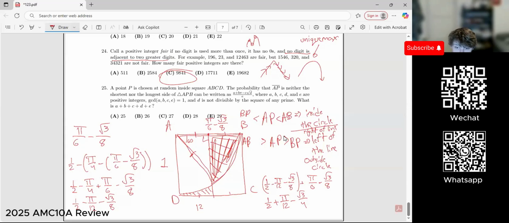So then finally putting all that together, we have 6 plus pi minus 3 root 3 over 12. So then we have 6 plus 1 plus 3 plus 3 plus 12, which is 25. So it's A.